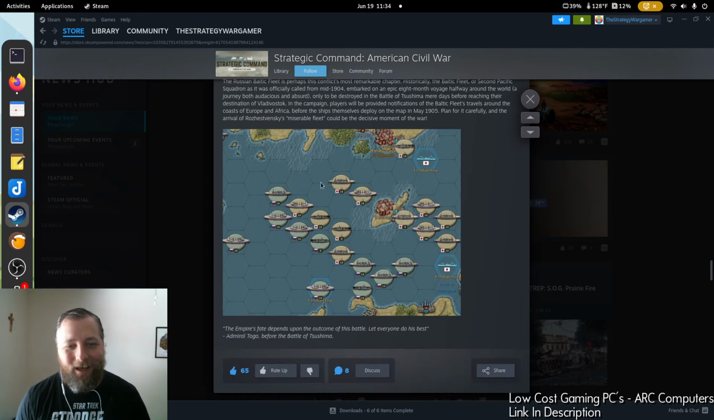So this is the famed battle of the Russo-Japanese War. This is going to be very interesting to play.